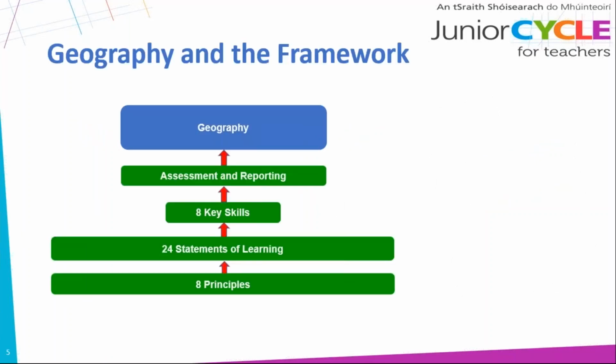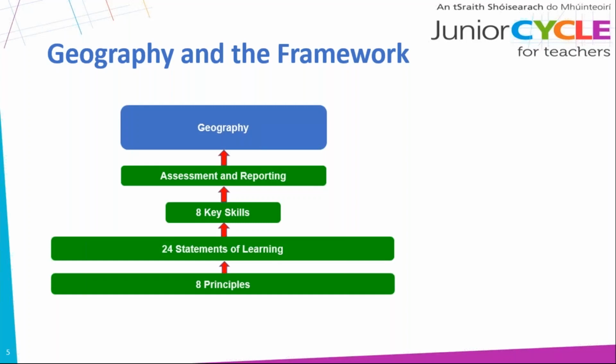Let's take a moment to refresh our minds on the place of geography within the Junior Cycle framework. The 8 principles are the foundation of the Junior Cycle. There are 24 statements of learning. Geography provides students with the opportunity to experience 7 of the 24 statements of learning. There are 8 key skills, which are embedded in the learning outcomes of the Junior Cycle Geography specification. Students are given the opportunity to enhance their competencies in these key skills through the study of geography.